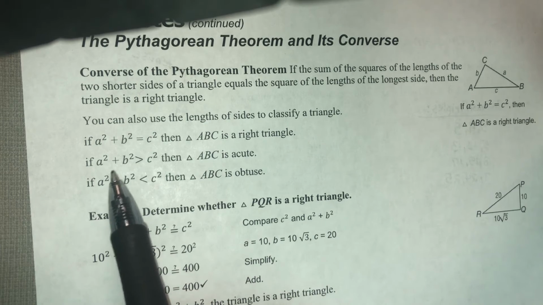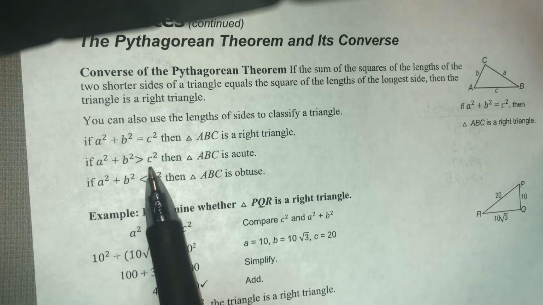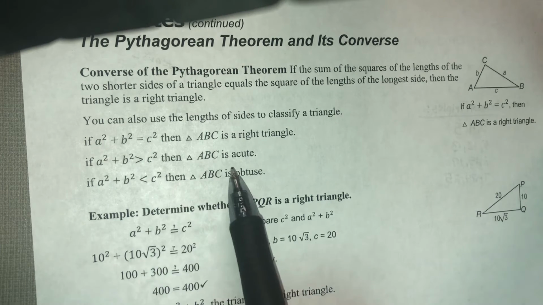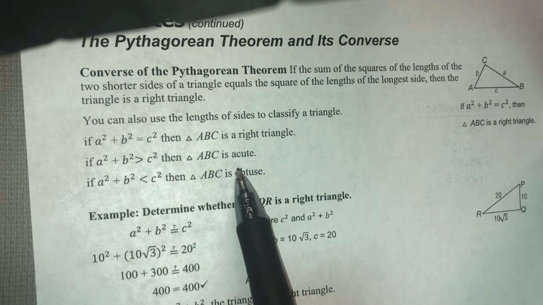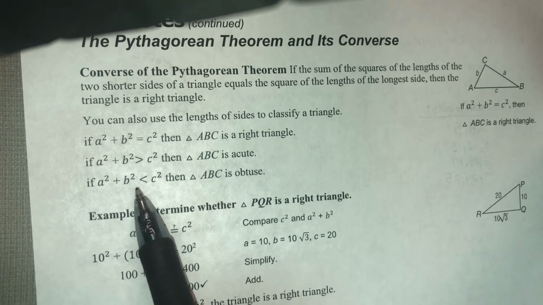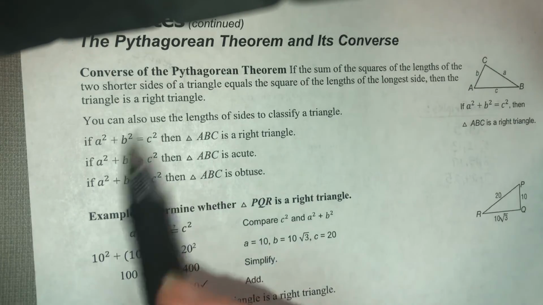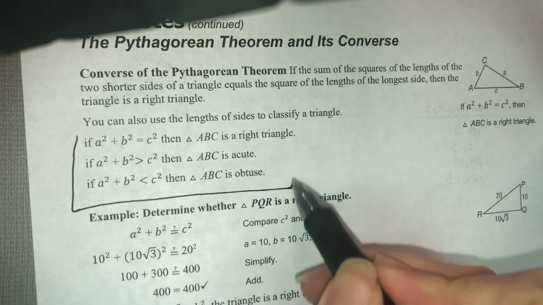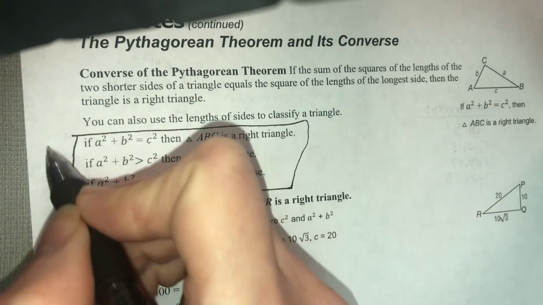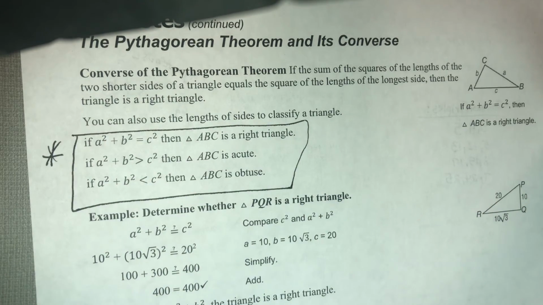Now if you do a squared plus b squared and you get a number larger than c squared, then that means it's an acute triangle. And if you do a squared plus b squared and you get a number less than c squared, then that means you're looking at an obtuse triangle. So this information up here can help you determine which kind of triangle you're looking at. Okay?